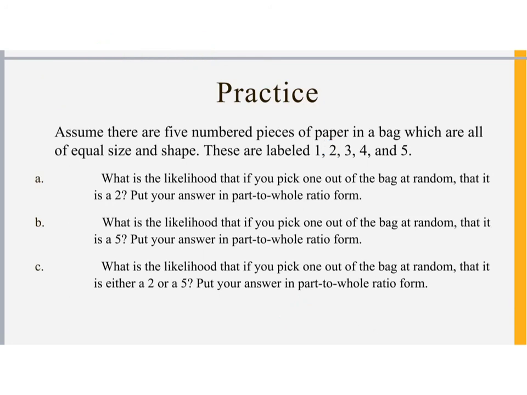The second scenario asks, what is the likelihood that if you pick one out of the bag at random, that it's a 5? This again has 5 possible outcomes, only one of which gives you the 5, so the ratio in part to whole is 1 to 5. And finally, what's the likelihood that if you pick one of the slips out of the bag at random, that it's a 2 or a 5? Well, there's 5 possible outcomes, 1, 2, 3, 4, 5, of which 2 of them give me 2 or 5. So the odds here are 2 out of 5, or a part to whole ratio of 2 to 5.